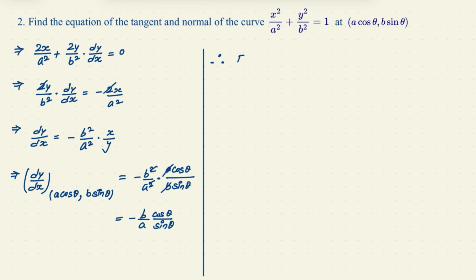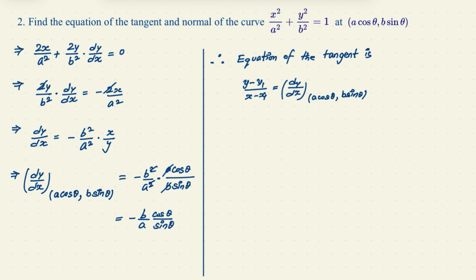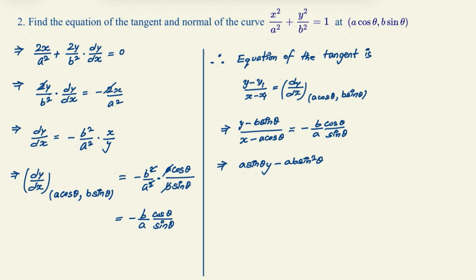Therefore the equation of the tangent is y minus y1 over x minus x1 equals to the slope of the tangent, that is dy over dx at the point of contact. So this implies y minus y1, the point of contact, that is b sin theta, over x minus x1 is a cos theta equals to the slope of the line, minus b by a into cos theta by sin theta. So let us cross multiply, then we will get a sin theta y minus ab sin square theta equals to minus b cos theta x plus ab cos square theta.